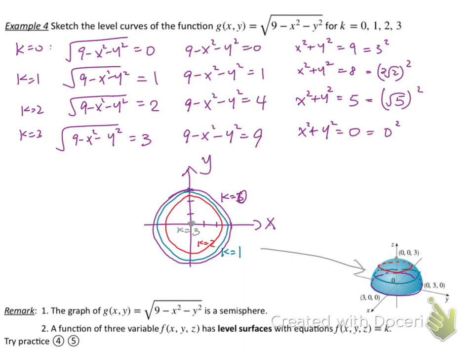Okay, now you can finish your practice number 4 and number 5.